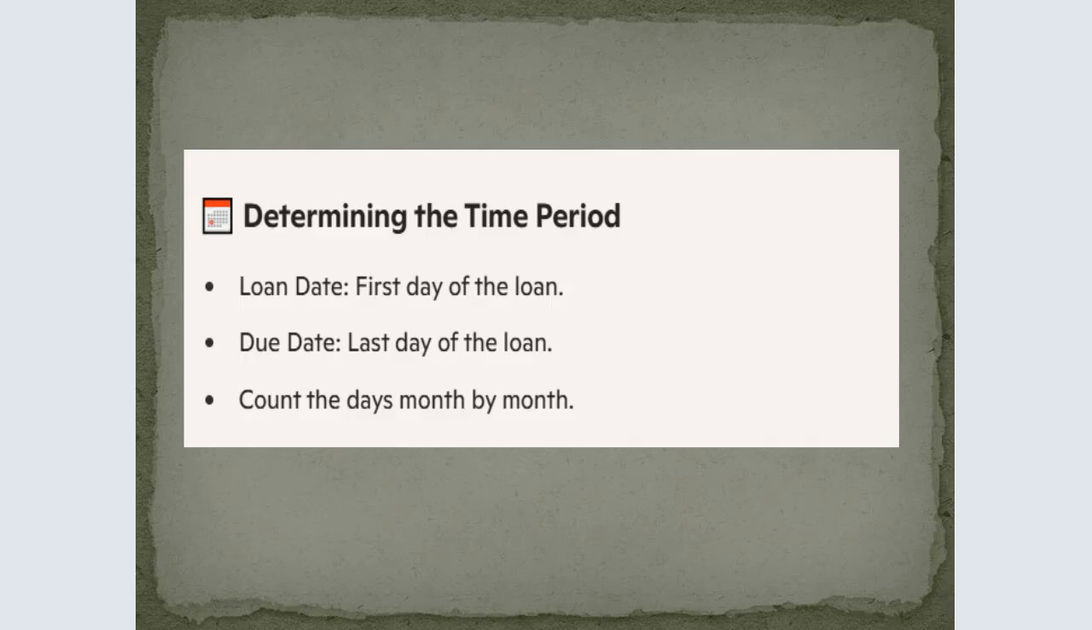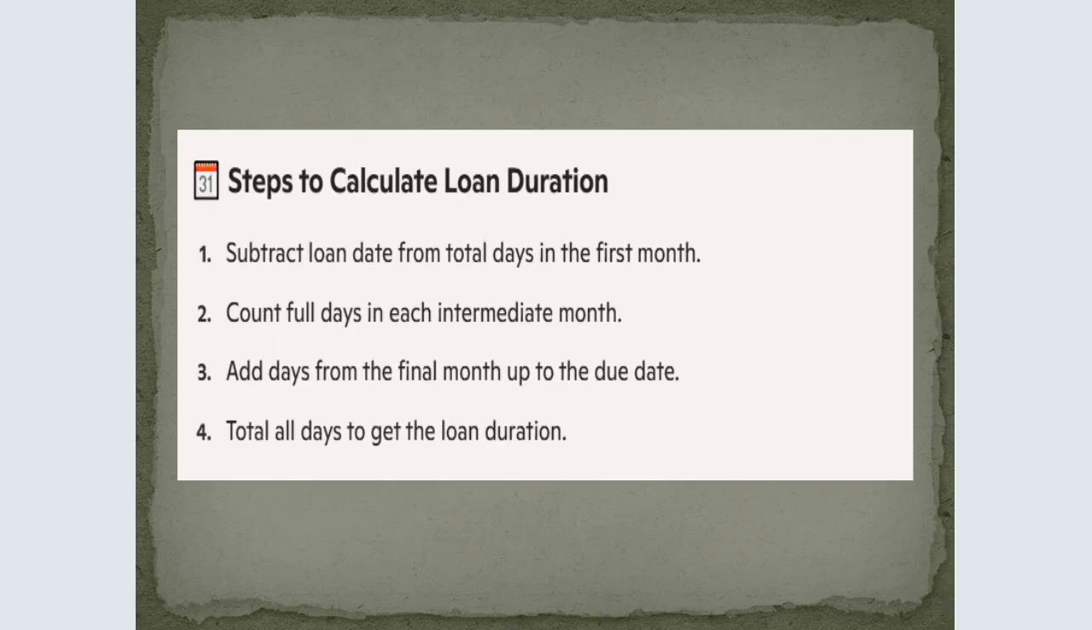So how are we going to determine the time period? First, we must know the loan date, which is the first day of the loan. The due date is the last day of the loan. And we have to count the days month by month. These are the steps to calculate loan duration.